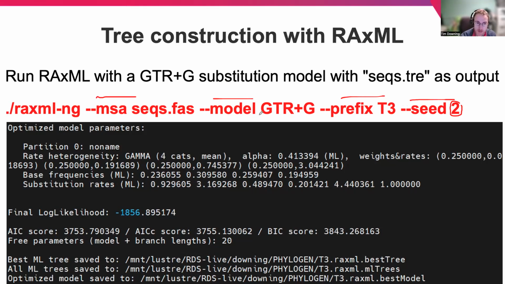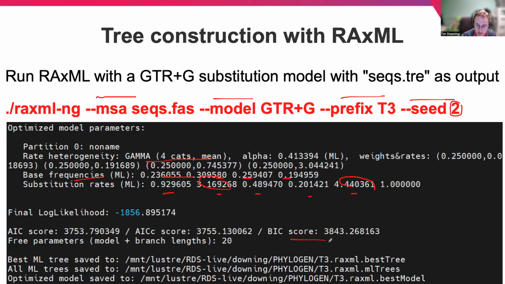So what we get from this is optimized parameters. It talks about 4 gamma categories. The base frequencies vary for each particular base. Substitution rates, probabilities again are higher, and you can guess which are the transitions versus transversions. And then we see the AIC, AICc and BIC scores are all there.